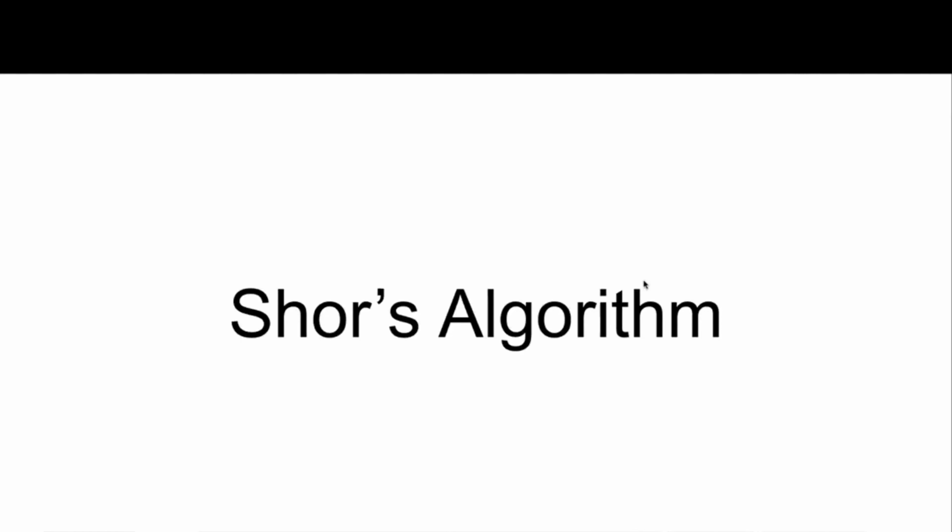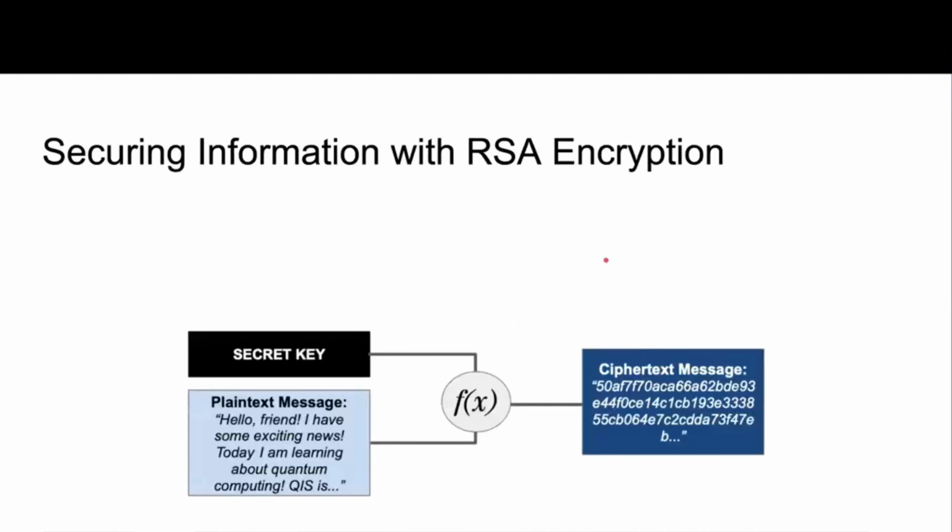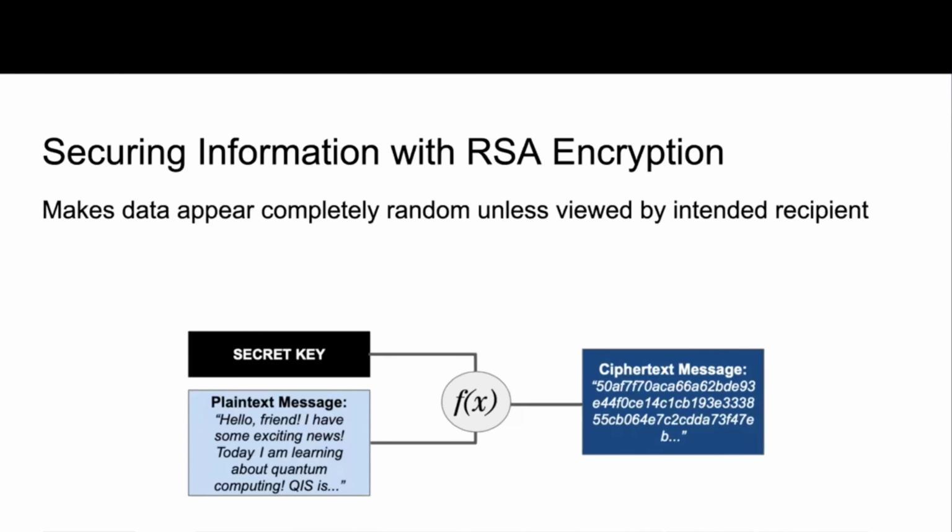This series of slides is Shor's algorithm, one of the most exciting applications of quantum computing. Let's introduce RSA encryption. RSA encryption is what we depend on to secure information. It makes data appear completely random unless it's viewed by the intended recipient.